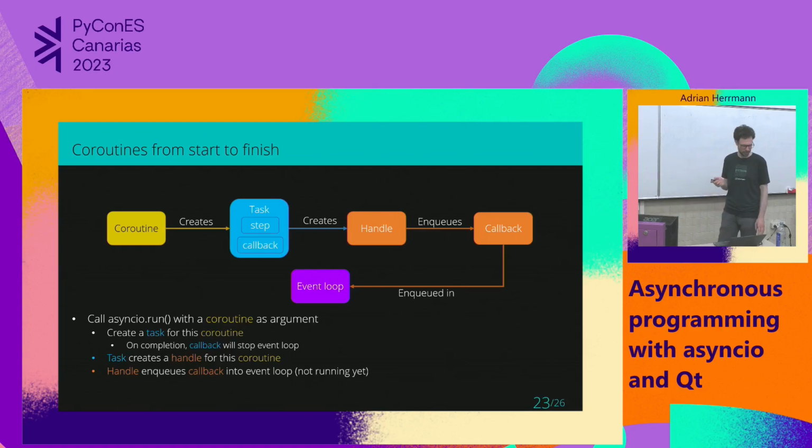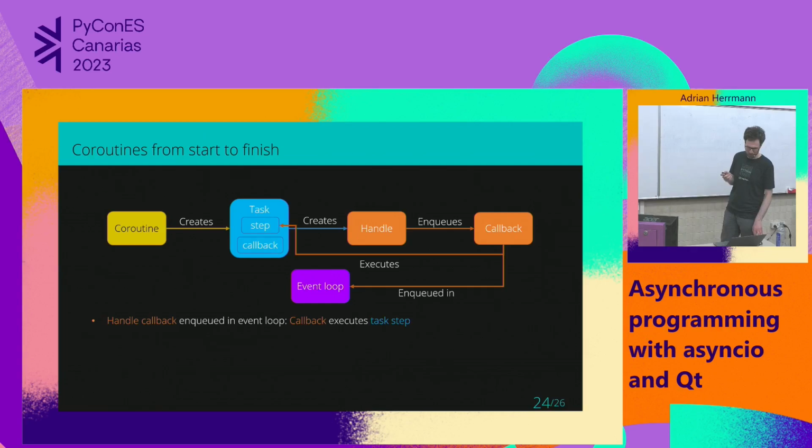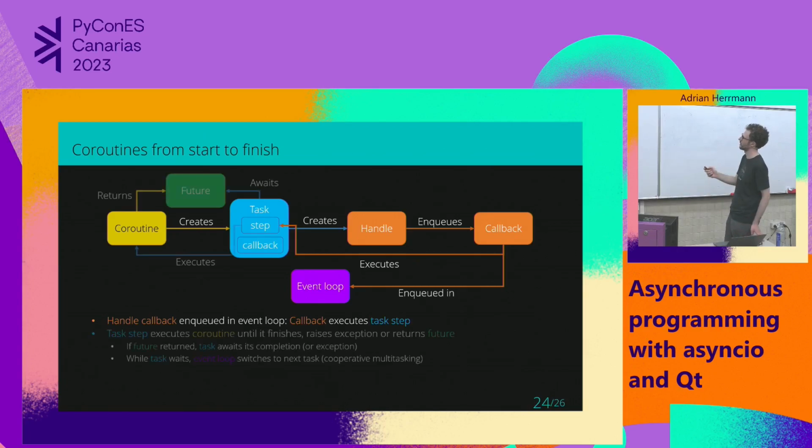But at this point, we can actually start our event loop. We've got this handle callback that we enqueued into the event loop. This callback is going to execute the task step function. Remember, we loop between tasks, we loop between step functions. So that's what our callback is going to execute.